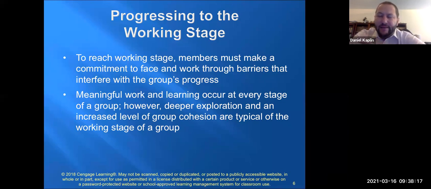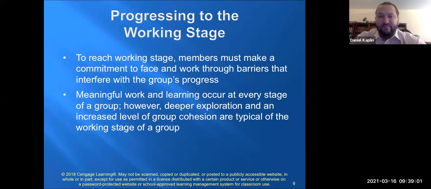And I said work happens at every stage, but there is a deeper exploration of the self, deeper exploration of the functioning within the group. And this occurs as a function of the group coming together. So when you have group cohesion, then you could start to look deeper. So that closeness that you have with the other members of the group allows you to feel safe, allows you to receive criticism, and allows you to explore blind spots that you might have on a deeper level.